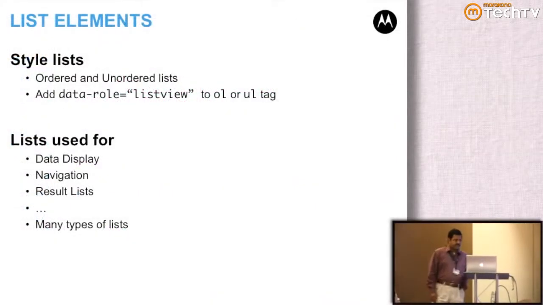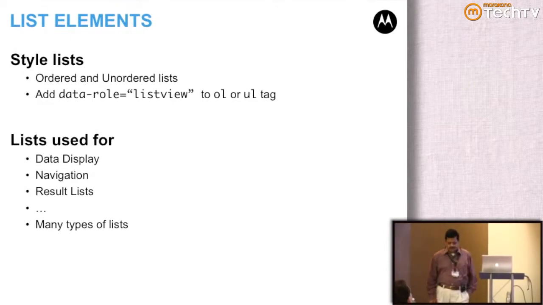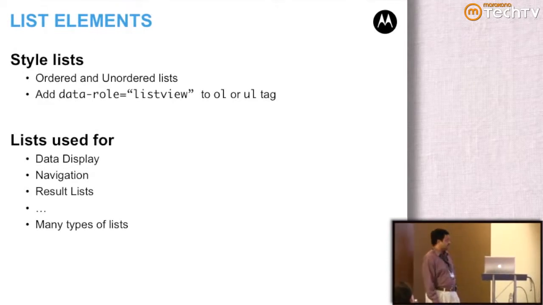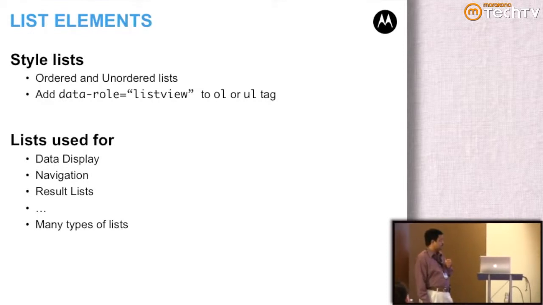The other commonly used user interface element is a list, and to get the enhanced list elements, all you have to do again is set data dash role equal to list view wherever you have an ordered list or an unordered list.